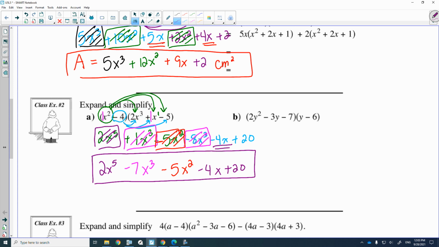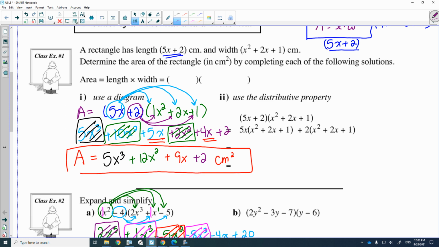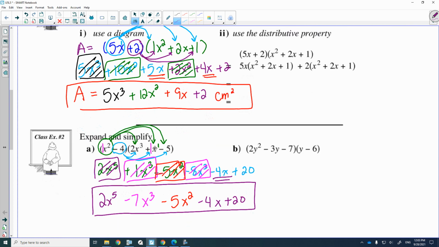Okay, before we start B, in this question and in this question, how I set it up was the binomial first and the trinomial second. That's how I always set mine up. They've kind of got it the reverse here. They've got the trinomial first and the binomial second.